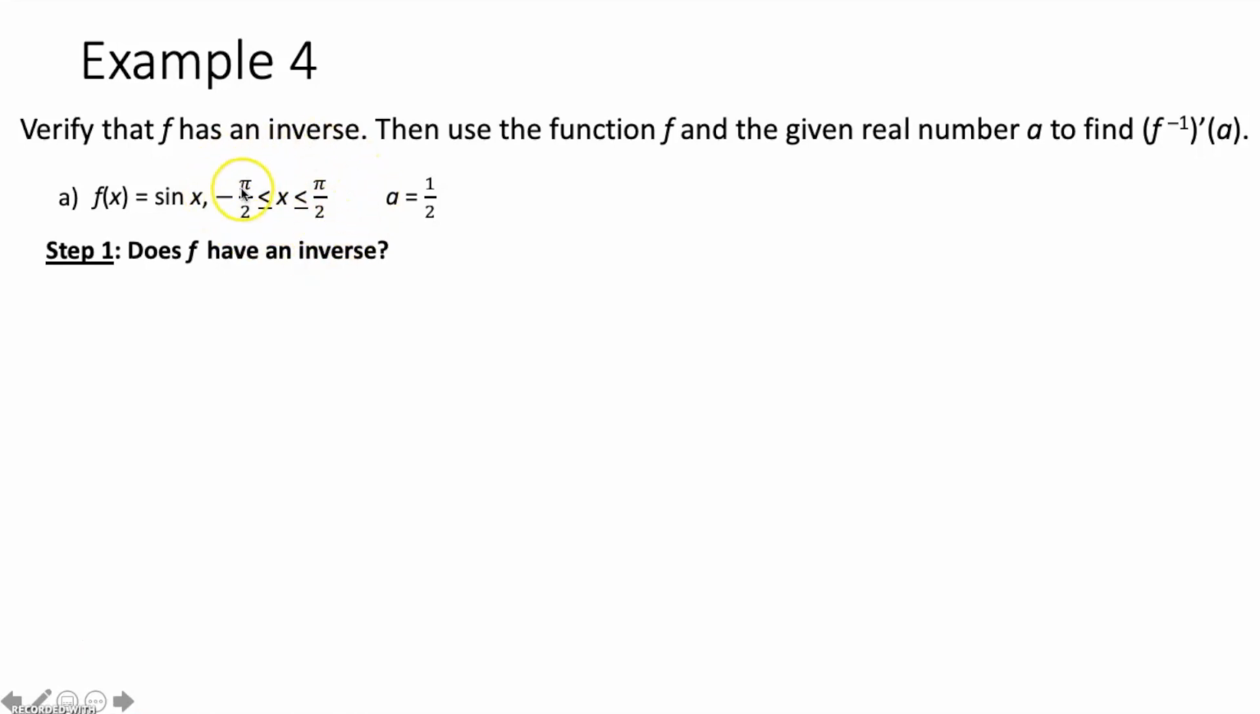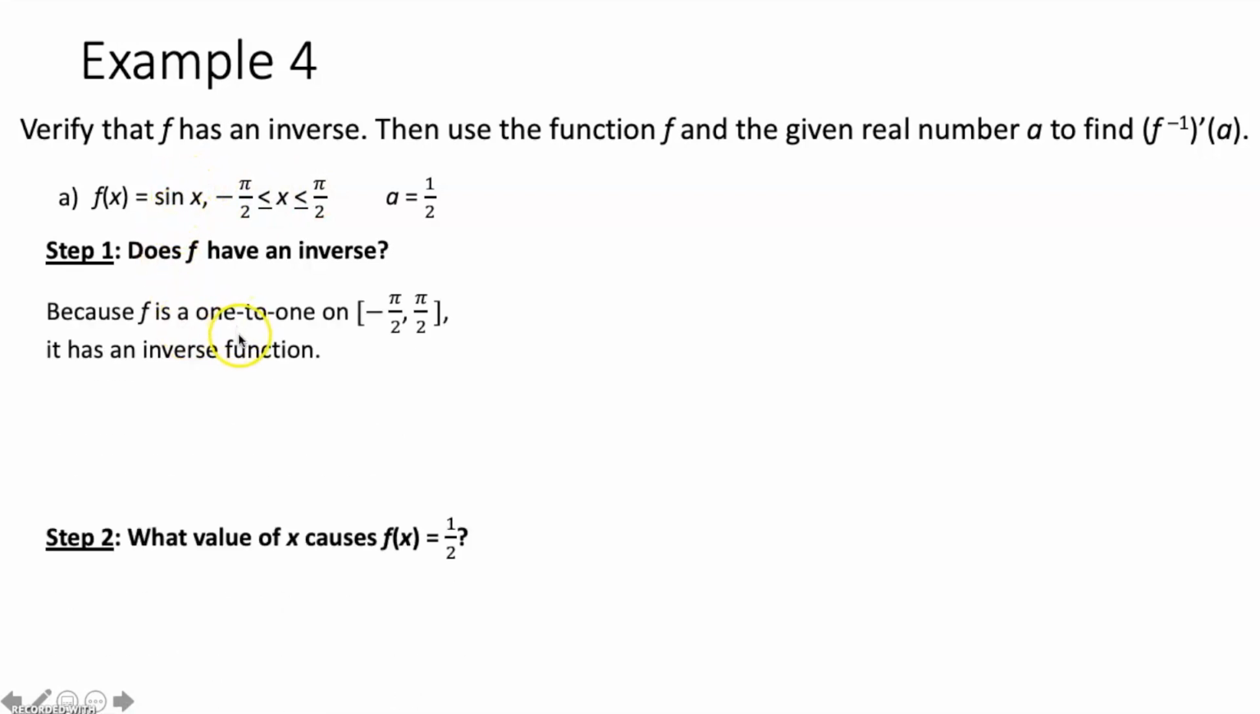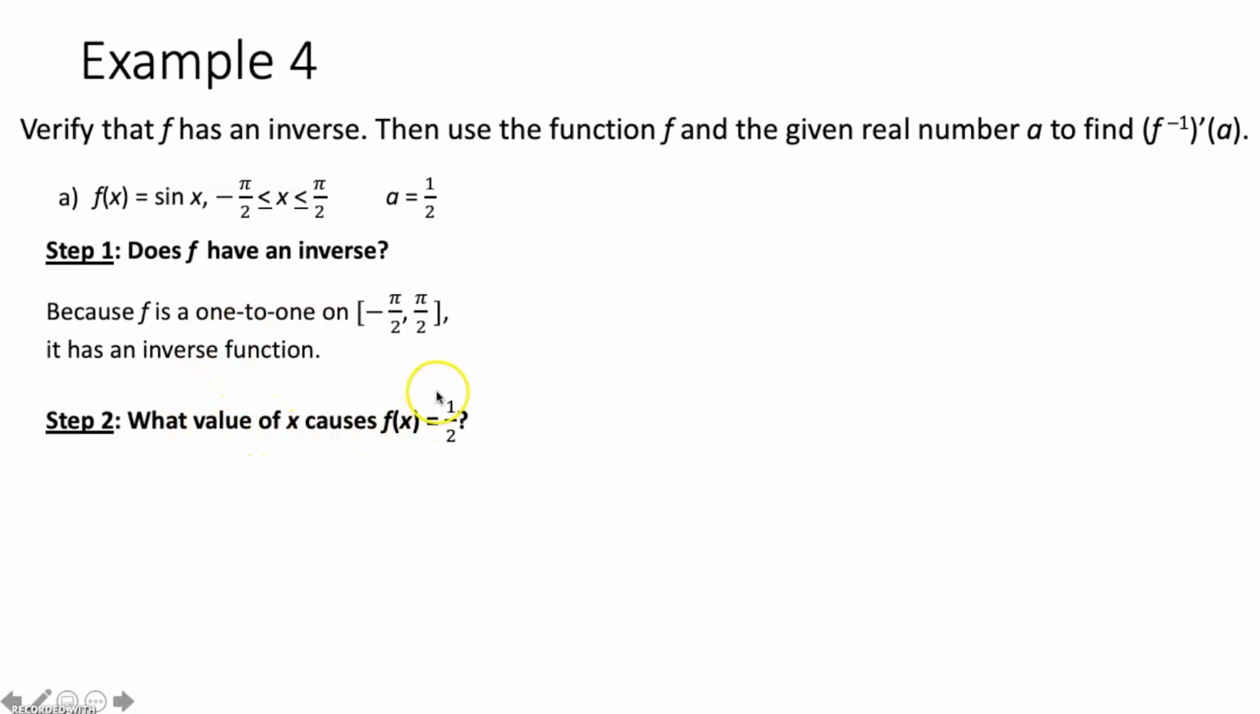So here we are restricted from negative pi over 2 to pi over 2, which means on that given interval, sine of x is 1 to 1. Therefore, it does have an inverse function. Now, what value of x causes f of x to equal 1/2? If you recall, our step 2 in our previous examples, we needed to figure out where does our function equal our a value. The reason we do that is because in step 3, we're going to switch them and say f inverse of a is equal to whatever x value we find here, and then we can use that in the derivative of the inverse formula.